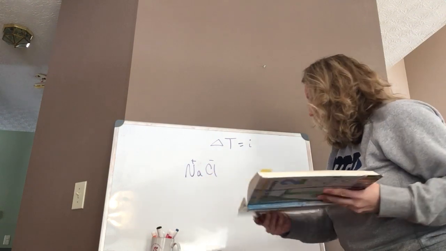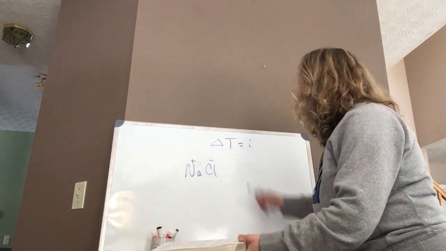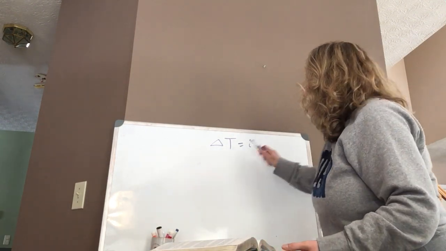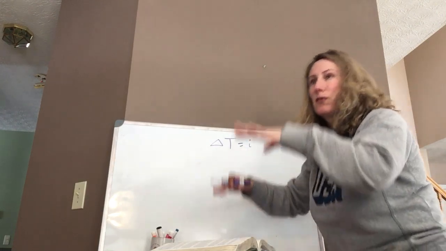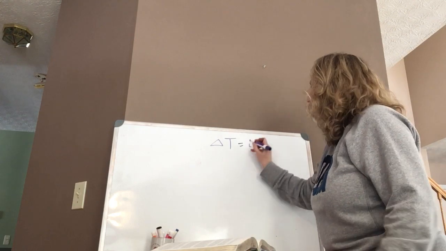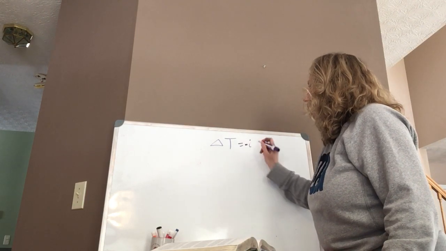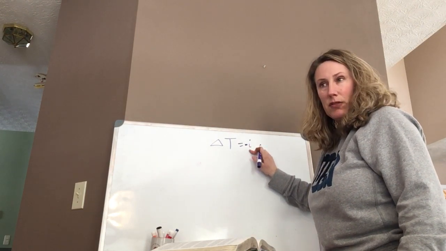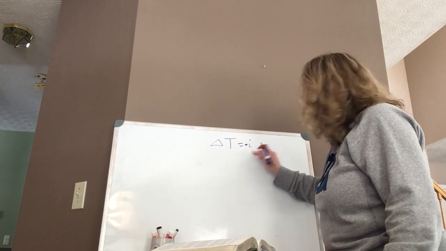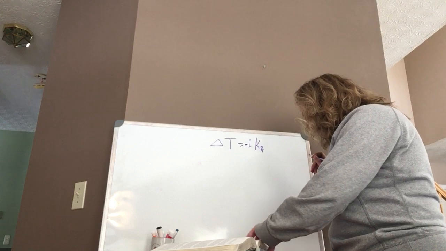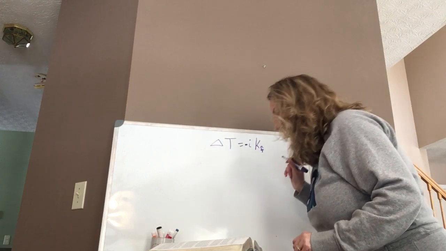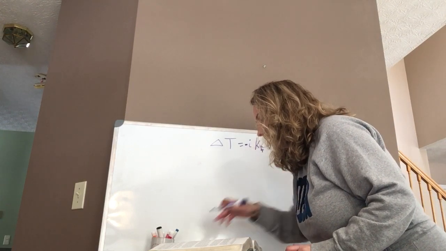So the formula for this is i, but it's freezing point depression, so we're going to lower the temperature, so it's going to be a negative i. So negative the number of ions that your thing breaks into, times K sub f, which is just, it's going to be your, what's it called?